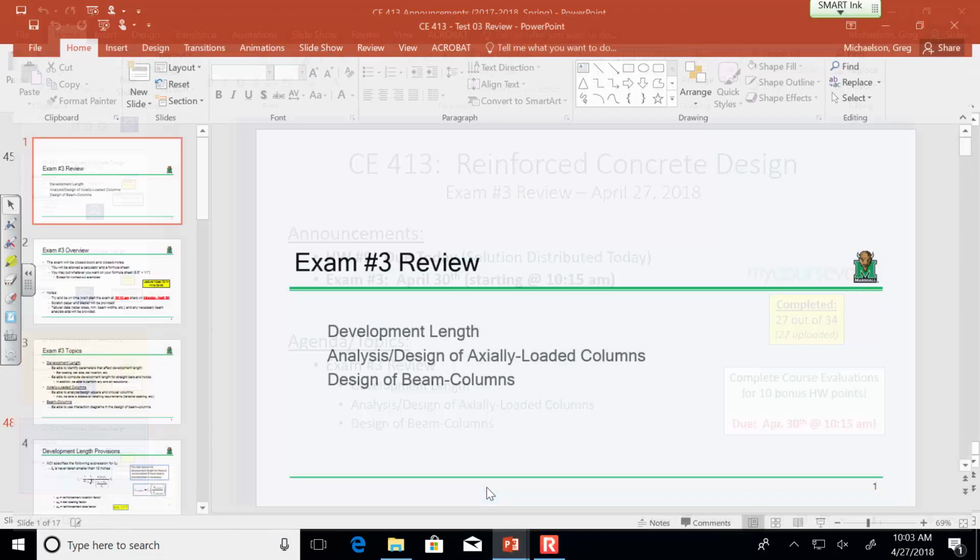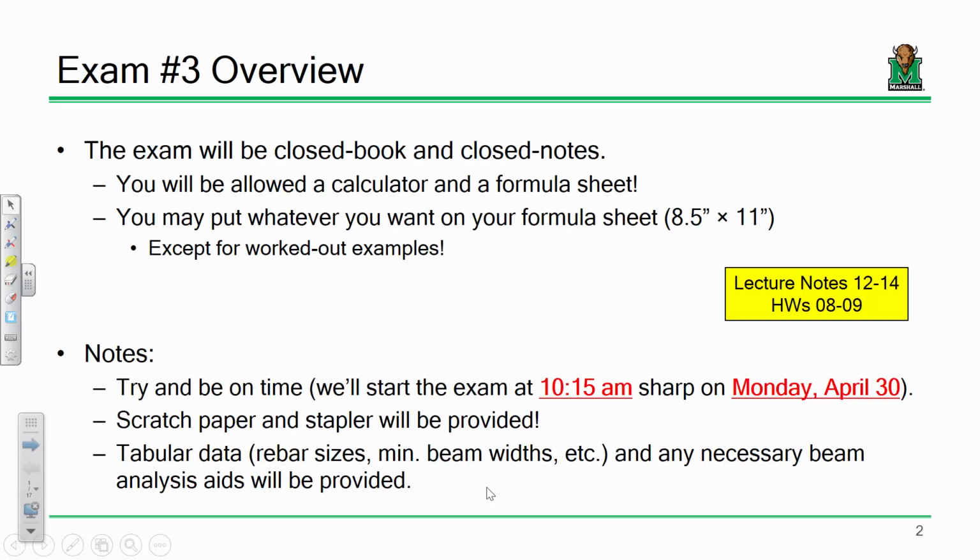Oh, wrong one. Okay. All right, you all know the drill. It's closed book, closed notes. You're allowed to utilize a calculator and a formula sheet. Put whatever you want on the formula sheet except for worked out examples. Note that any design guides, beam column charts, tabular data, anything like that, all that stuff will be provided. So please do not occupy your formula sheet with rebar charts and all that. Don't waste your space on your formula sheet. Put other stuff on there.